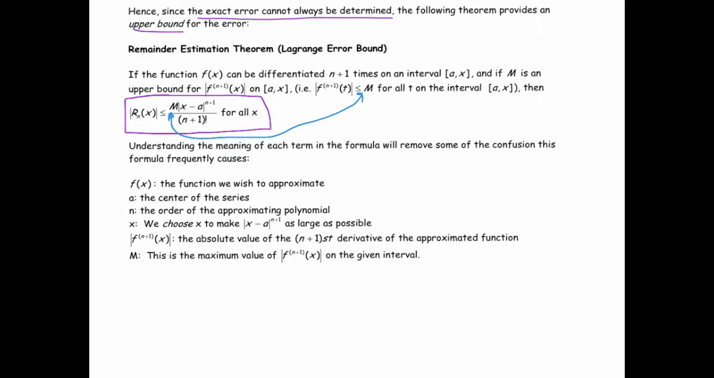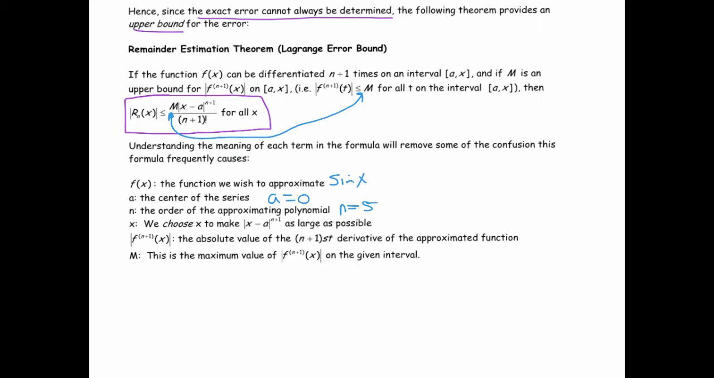So what we're going to do is take a look at that n plus first derivative. We're going to identify what its maximum value could be on the given interval where we're approximating the function. So let's refer again to our sine of x example. F of x is the function we want to approximate, so that would be sine of x in our case. A is the center of our series. In our case, that's 0. N is the order of the approximating polynomial. In our case, that was 5.